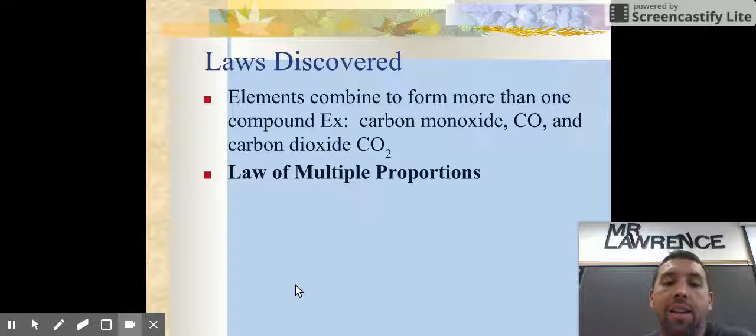The other law is like it, and it's called the law of multiple proportions. It's simply saying that carbon monoxide and carbon dioxide can both exist. Carbon can have a 1-to-1 ratio, or it can have a 1-to-2 ratio. But these laws help lead us to the theories that we'll talk about tomorrow.